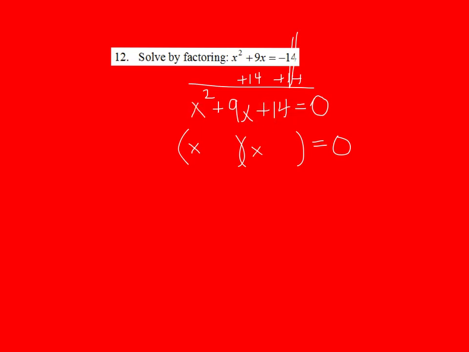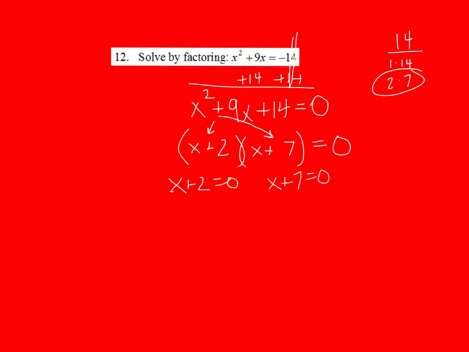Your signs will double up like a Wendy's double stack. So I have 2 plus signs. And I'm looking for factors of 14 that add to 9. Oh, there it is. 2 and 7. Again, x plus 2 equals 0. X plus 7 equals 0.